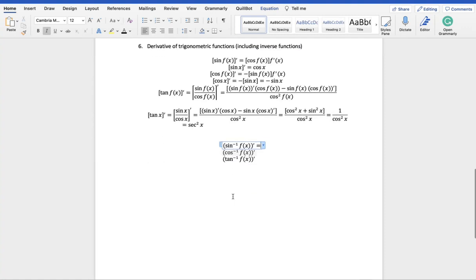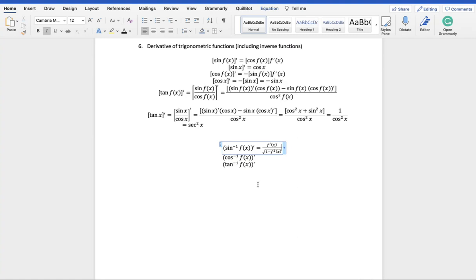So the derivative of the sine inverse of f of x, right? That's the general form. And the rule tells us that that derivative is just equal to the derivative of f of x, divided by the square root of 1 minus f of x squared. So that's the general form.